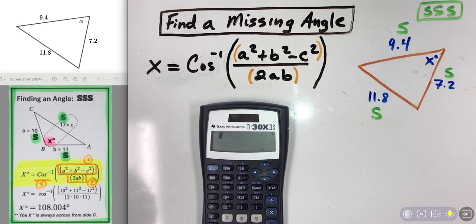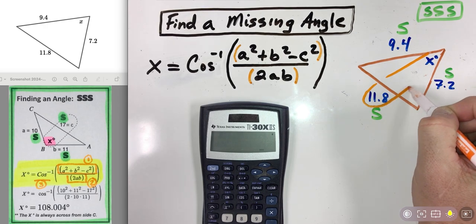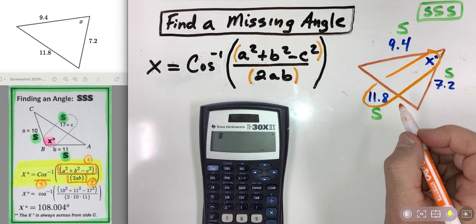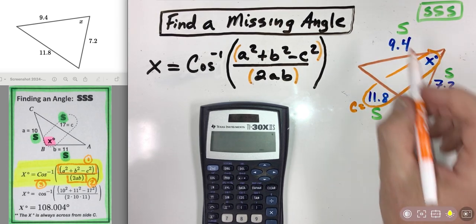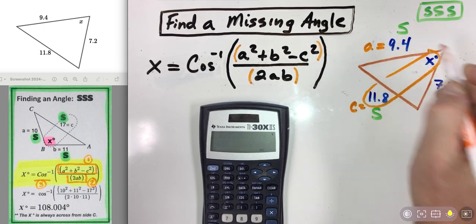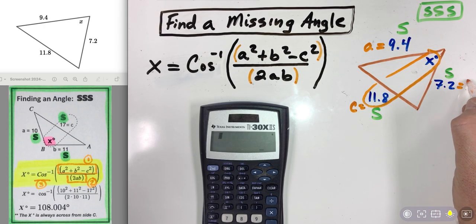Now, here's how it works. You have to identify A and B. Since X is the angle we're trying to find, and X is directly across from this 11.8, that is going to be the C information. So this is going to be your side C. The other two sides then become your A and B. It doesn't matter which one you make A and which one you make B. So I'll call this 9.4 side A, and I'll call this one side B.